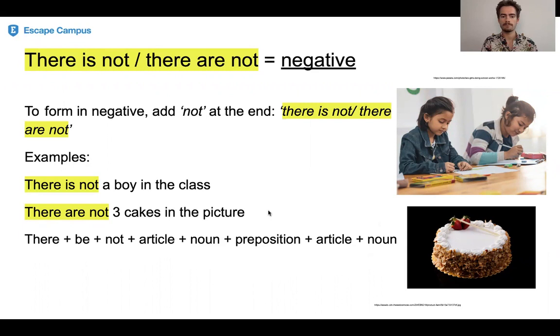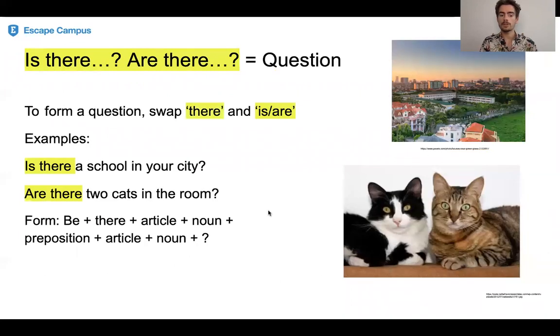For the question is also very simple. We swap there and the verb to be, is or are, to become is there, are there. For example, is there a school in your city? Are there 2 cats in the room?